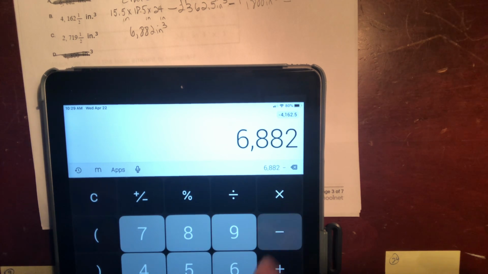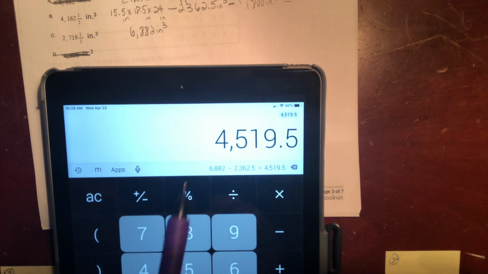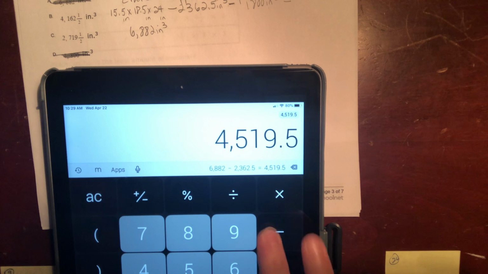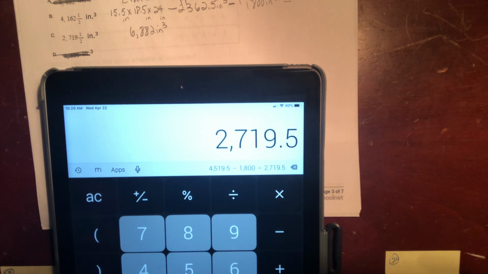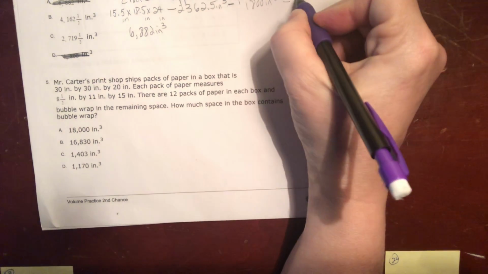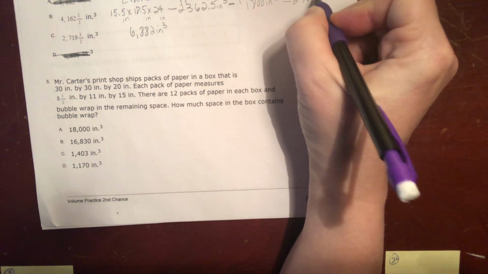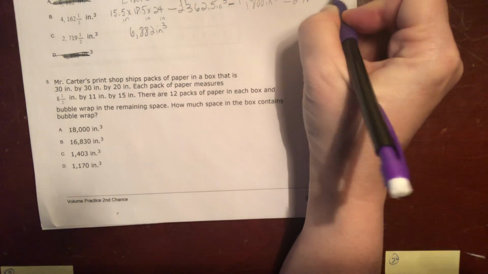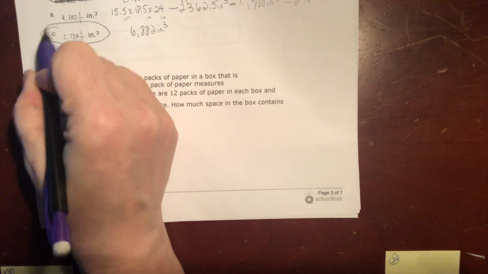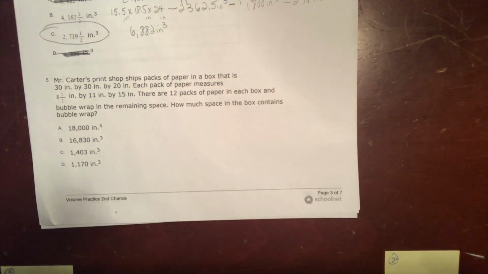6,882 minus 2,362.5. So that is 4,519.5. Now I'm going to subtract the 1,800, and I get 2,719.5 inches cubed. So that means it should be C, and the answer is C. We got that one right.